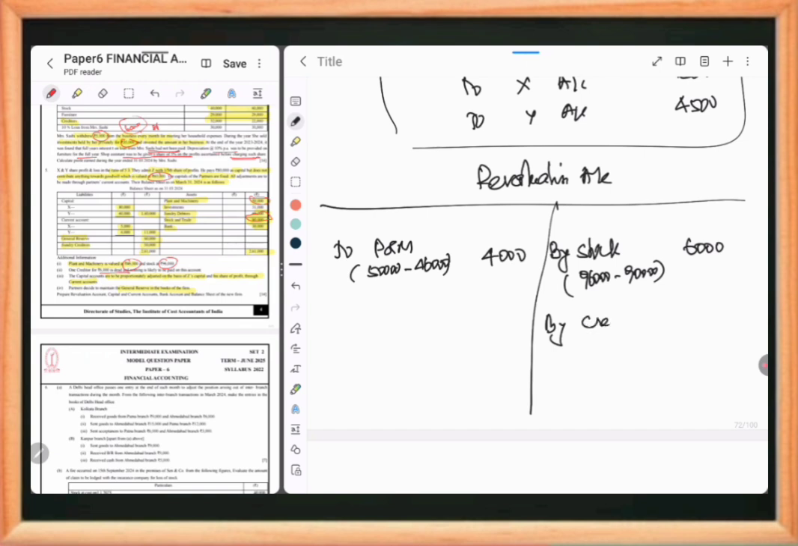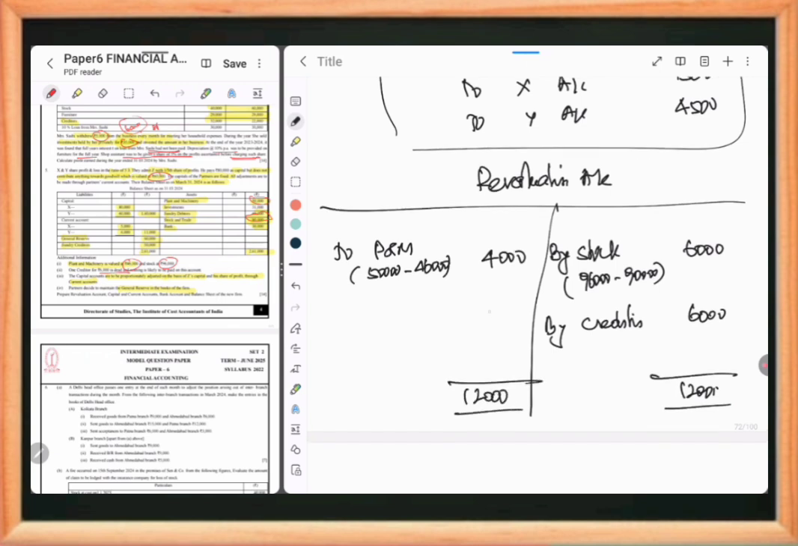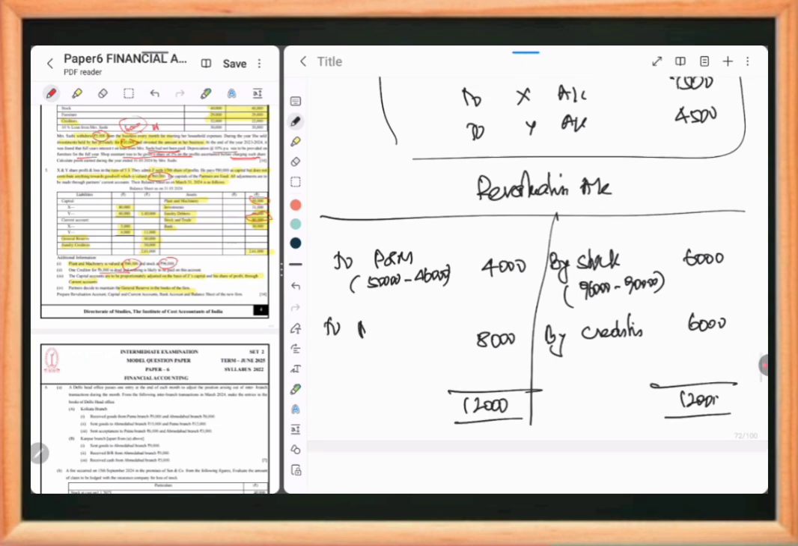By creditors, as he was dead, we need not pay that amount, so it is also income. So the total income here is 12,000 rupees. Out of 12,000 rupees, if you minus 4,000 rupees, 8,000 rupees is the profit on revaluation. It should be shared among the old partners X and Y in the old profit sharing ratio, which is 5:3. That means 5,000 and 3,000.